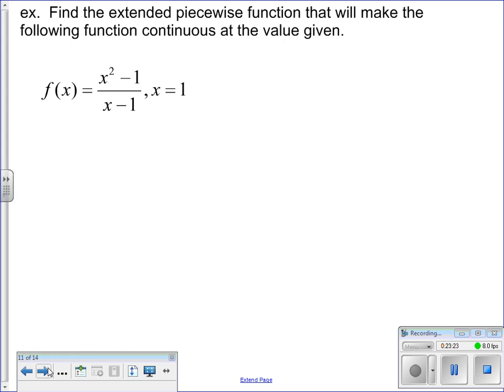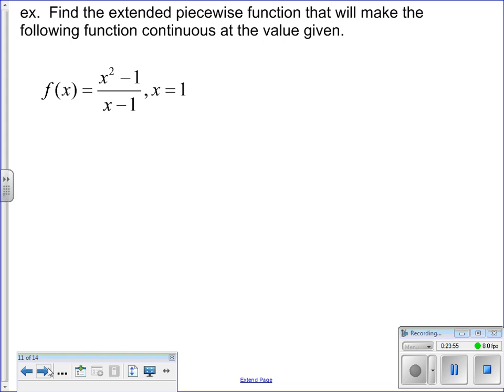Find the extended piecewise function that will make the following continuous at the given value. It is discontinuous at x equals 1 because it is undefined at x equals 1. Is this an infinite discontinuity, a jump discontinuity, a removable discontinuity? It's obviously not an oscillating one. It's removable because if I simplify it down, it's no longer there. Okay, but there's a hole in it.